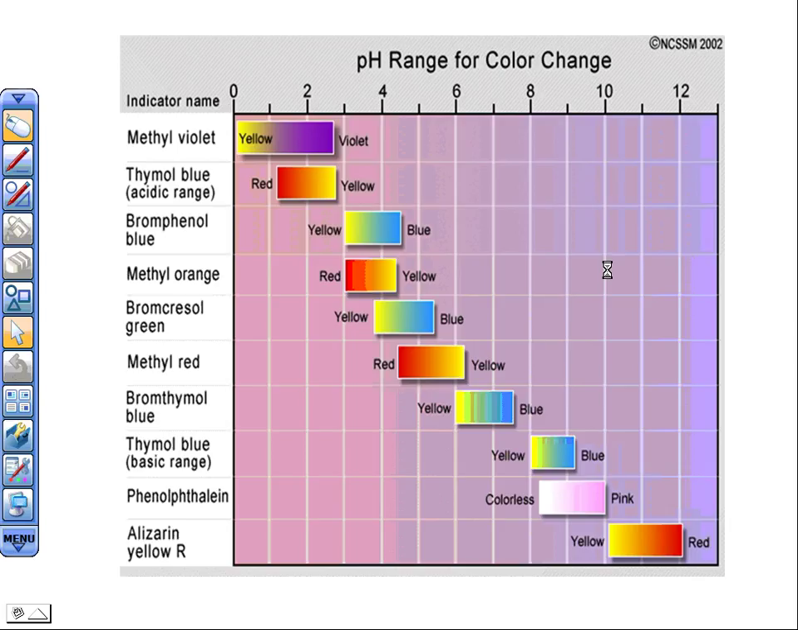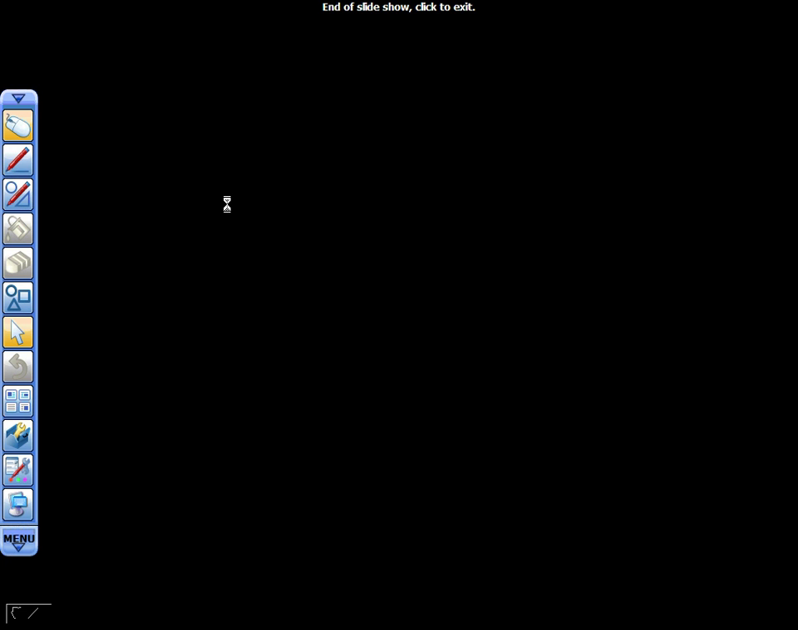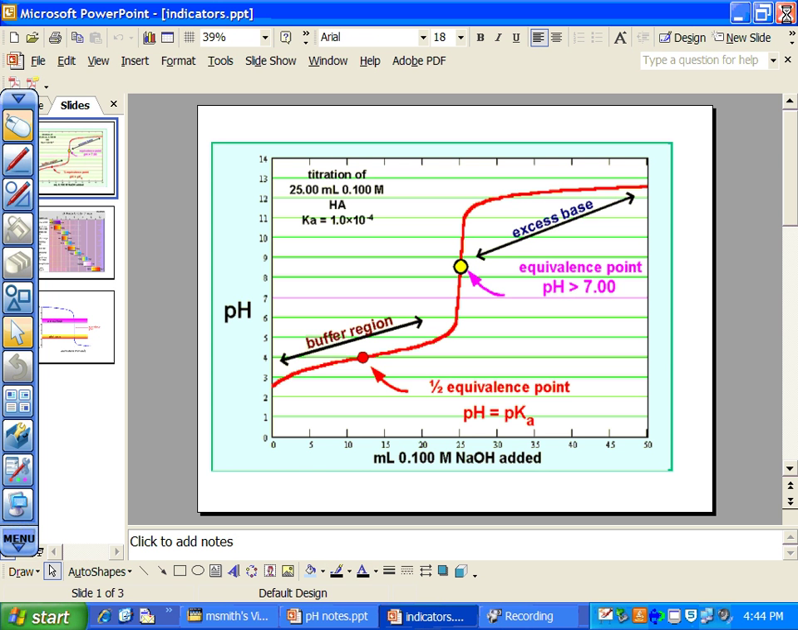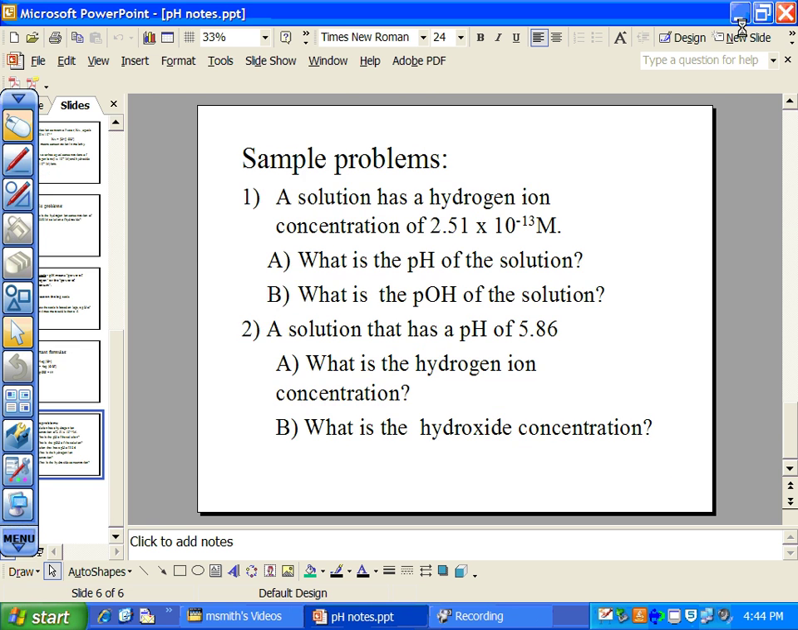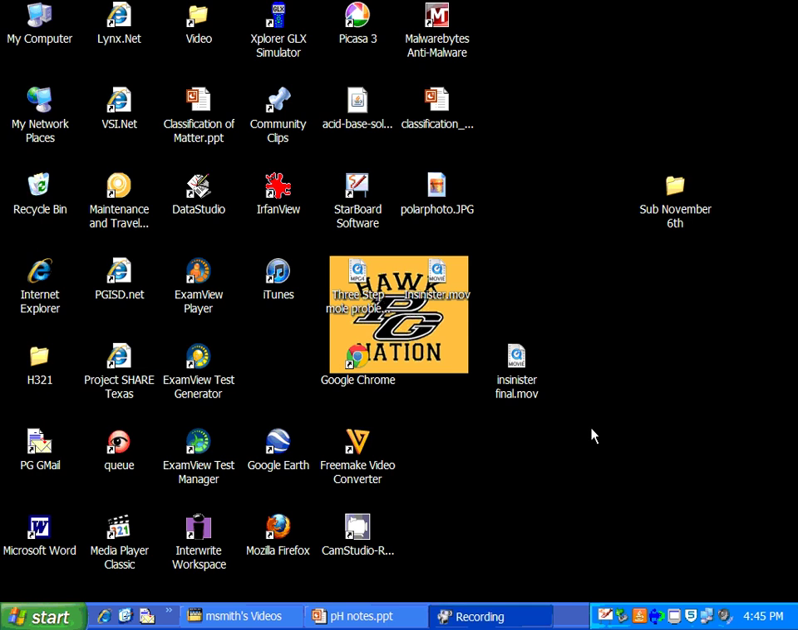On your test, I'll give you a list of indicators. You'll choose which one's the best for the titration that you're doing. Here's one where it should be a strong, where the pH is 7. A good indicator for that would be phenolphthalein, even though it doesn't change at 7, or methyl orange, because it's in that range. We actually don't have an indicator that changes at 7 itself. So that explains indicators. Very easy to do for indicators. So let me X out of that. And back to this.